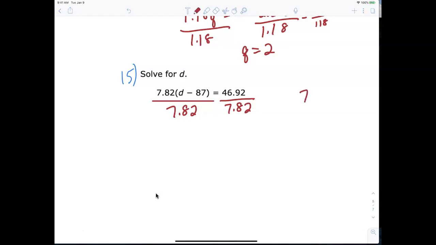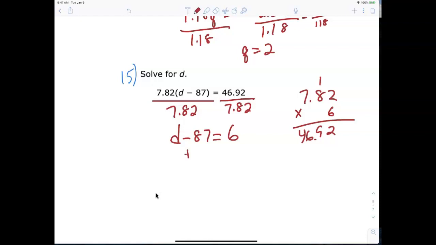But if I'm looking at this right off the bat, I can see 46 divided by 7 is about 6 times. So I'm just going to come over here and do 7.82 times 6. And what do you know? 48, 49, 42, 46. There you have it. Look how simple that was. So d minus 87 was equal to 6. Now if I add 87, I get d equals 93. Alright, that wasn't too bad.